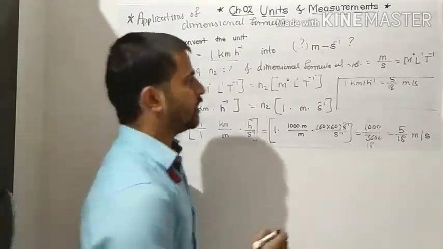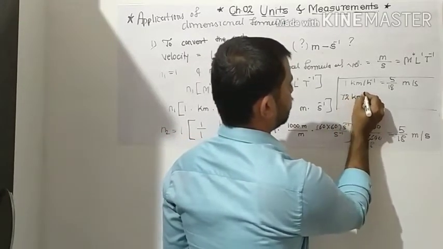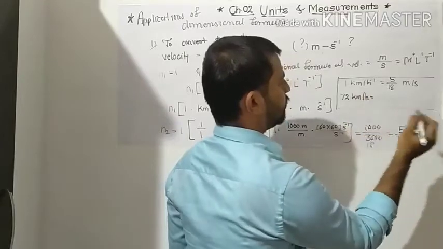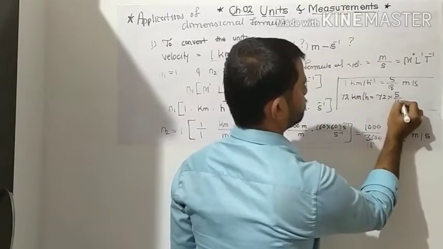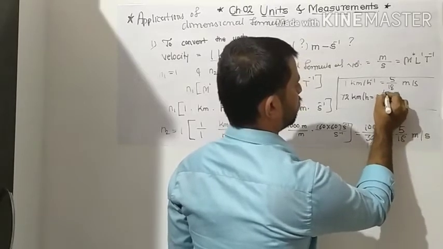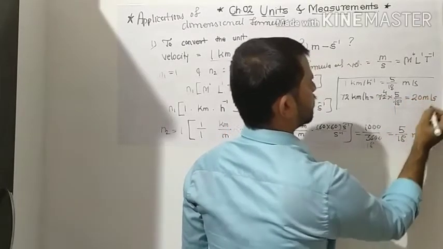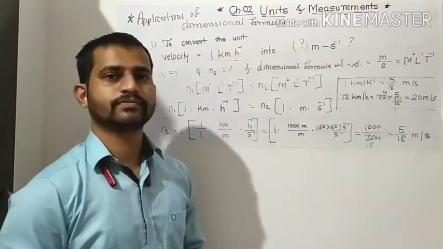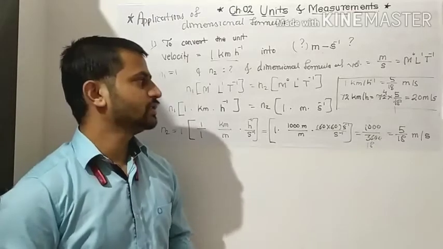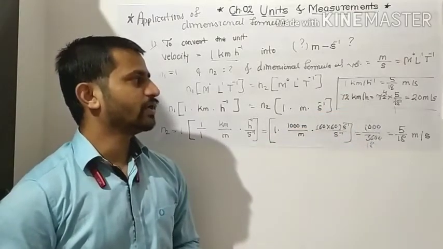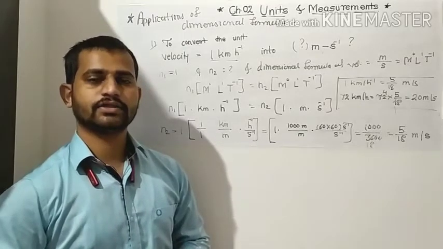So let us see, if we have to convert 72 kilometer per hour into meter per second, then 72 into 5 by 18, it will be 20 meter per second. You can check it out. Okay, you can check this because 72 kilometer per hour is nothing but 20 meter per second in the other system.